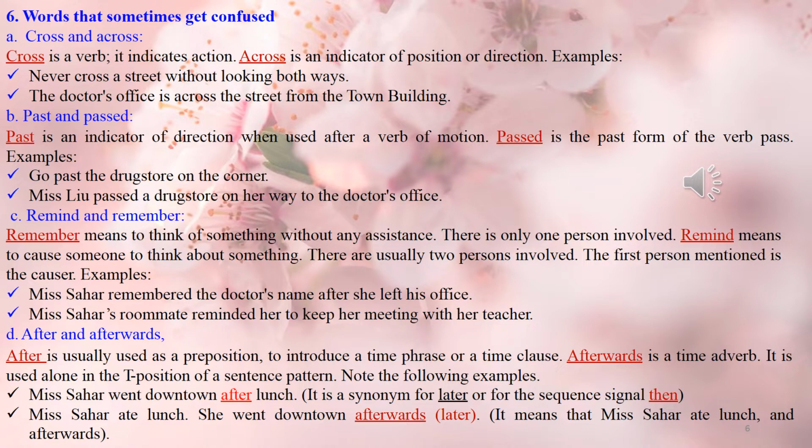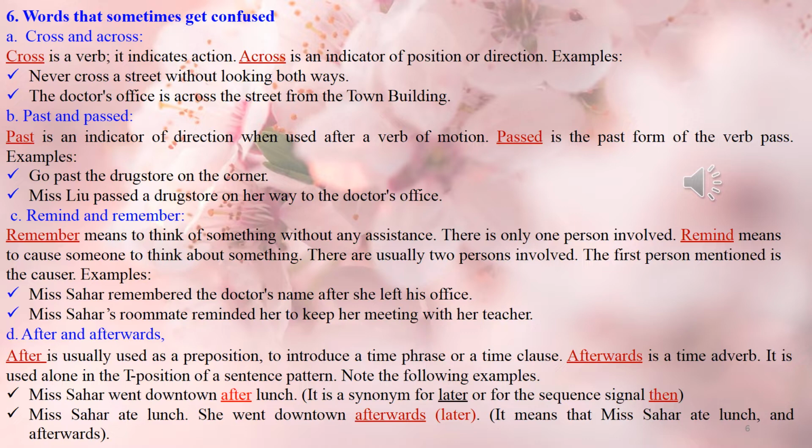B. Past and passed. Past is an indicator of direction when used after the verb of motion. Passed is the past form of the verb pass. Examples: Go past the drugstore on the corner. Miss Liu passed a drugstore on her way to the doctor's office.